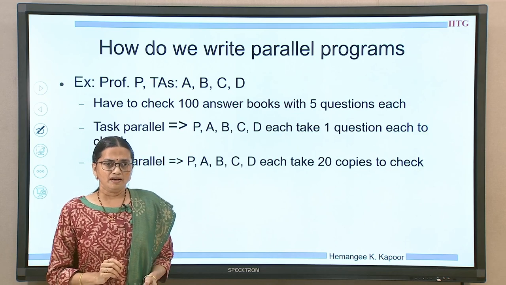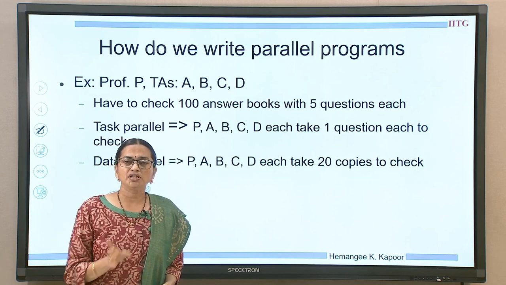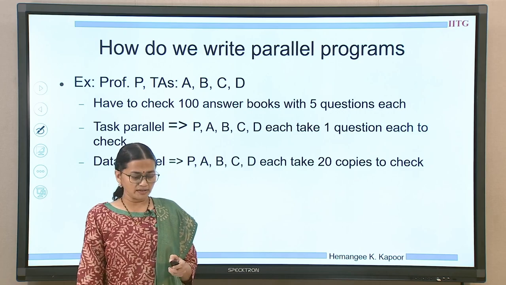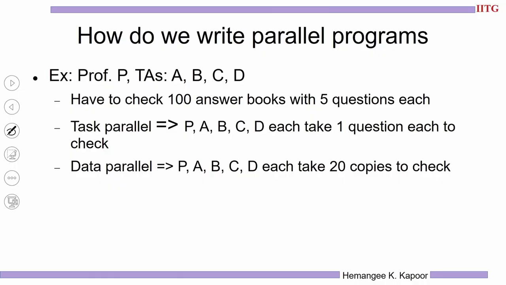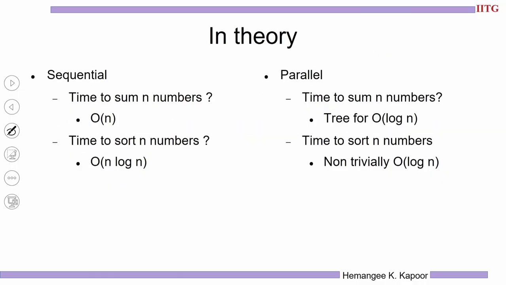So, task parallelism: give one question each to a resource person, and data parallelism: give 20 answer books to every resource person to check. That's how one can think of moving from serial to parallel and dividing the tasks.